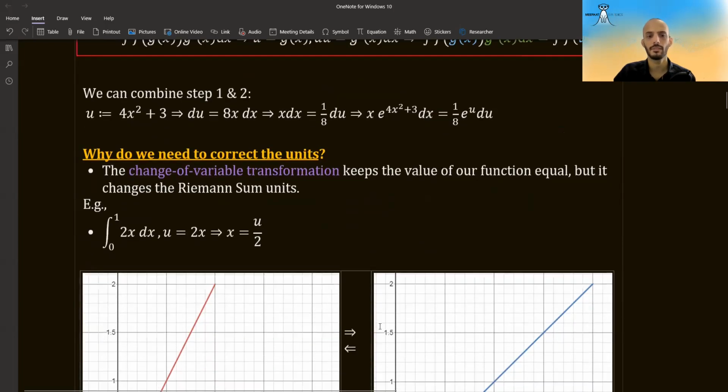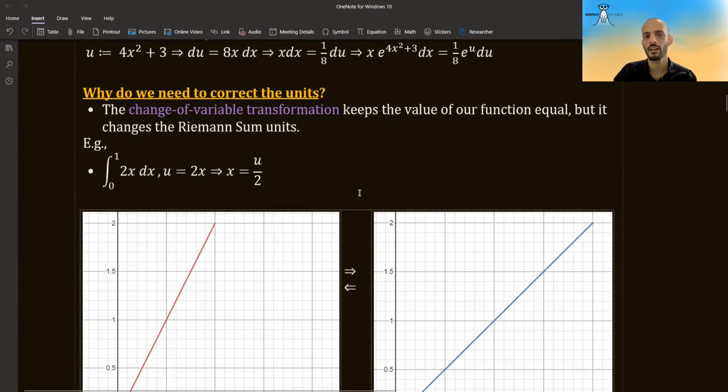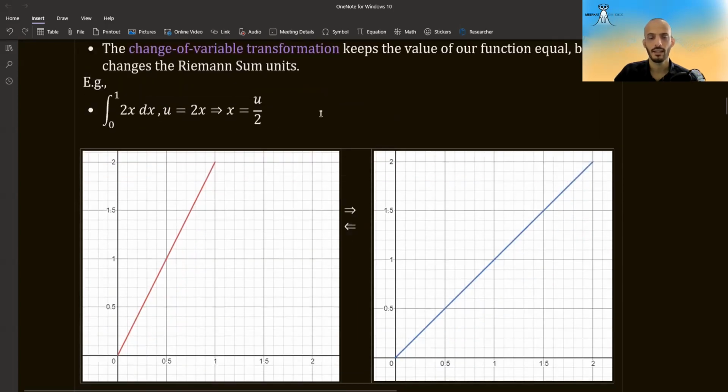Okay, so the big question is, why do we need to correct for the units? The change of variable transformation keeps the value of our function equal, but it changes the Riemann sum units. For example, suppose we want to look at the integral of 2x from 0 to 1, and we do some transformation where u is equal to 2x. We move from this graph over here to this graph over here.